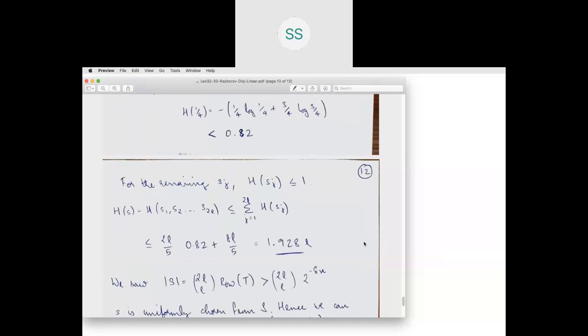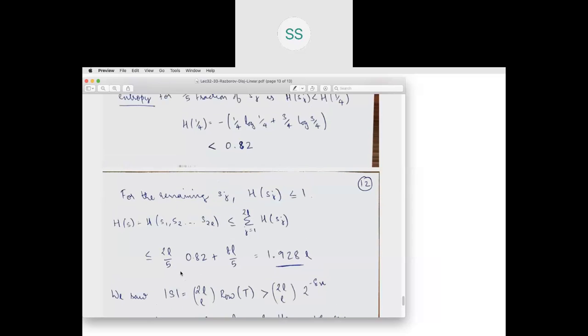So this is also related. Now we will calculate the same entropy in another way. What is the size of S? Remember, the number of such vectors S1, S2, up to S2L is actually the number of such valid sets S. What is the number of such sets S?